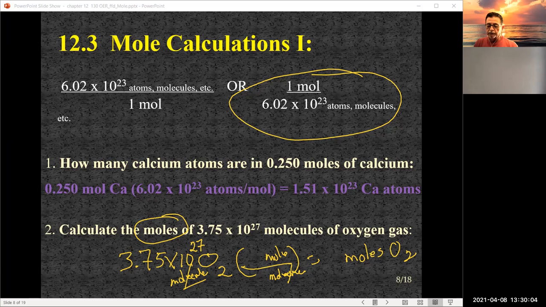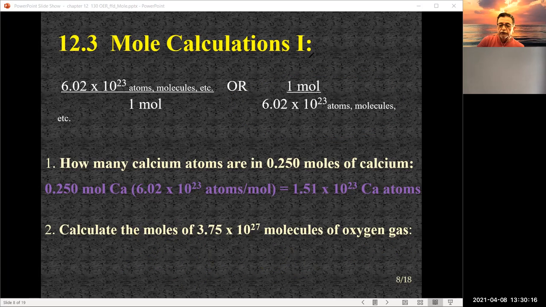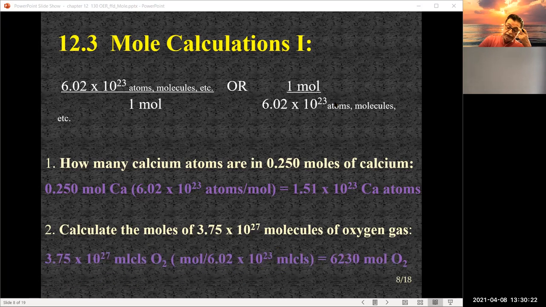I'm inverting Avogadro's number. And so I'm taking 3.75 times 10 to the 27 and dividing by Avogadro's number. And that should give me the number of moles. I'm going to set that up. And I should end up with 6,230 moles of oxygen. Okay. That MLCLS, that's shorthand for molecules, so don't let that confuse you here. This number here cancels out, that cancels out. That's shorthand for molecules.